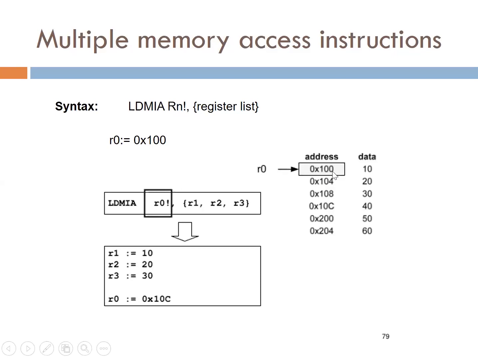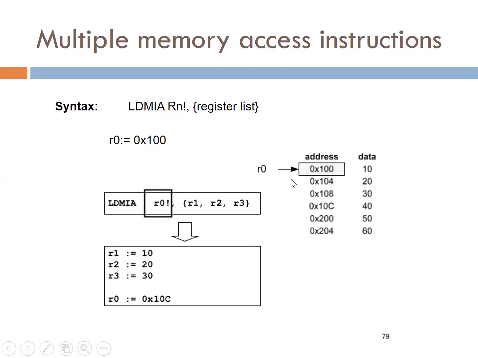Let us start with the analysis of the instruction LDMIA. So what's the operation? What does it say? Load first, increment after. Initially it is pointing to this memory location. First you have to load from this memory location. What is the data present in this memory location? It is 10. So 10 will be loaded to the first register R1.